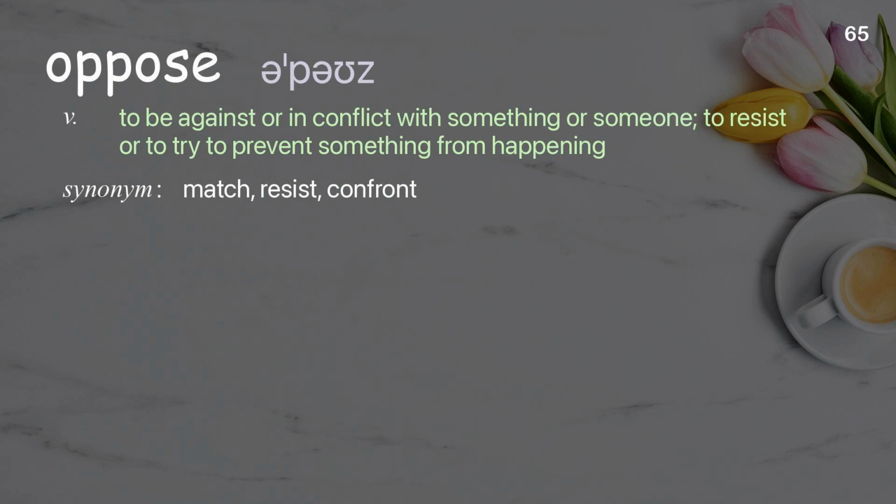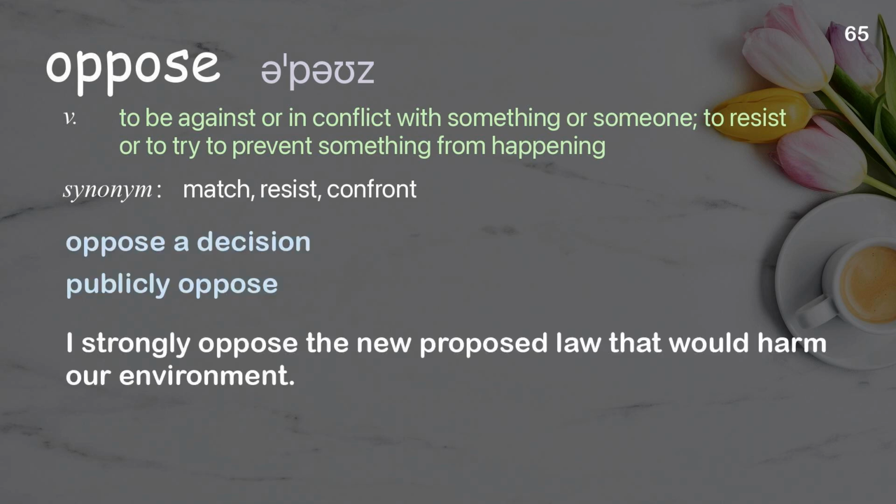Oppose. To be against or in conflict with something or someone, to resist or to try to prevent something from happening. Examples: Oppose a decision. Publicly oppose. I strongly oppose the new proposed law that would harm our environment.